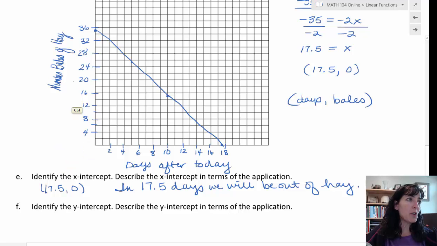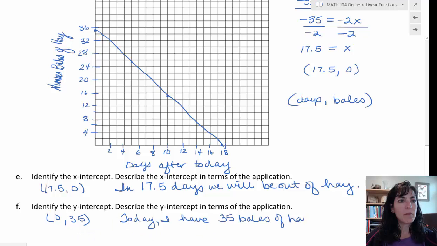The y-intercept is where we cross the y-axis, and remember that was at 0, 35. And again, if I use this key to help me, it's days, bales, so 0 days, 35 bales. So today I have 35 bales of hay. So that's a good description of the y-intercept.